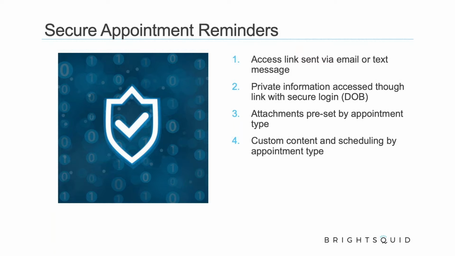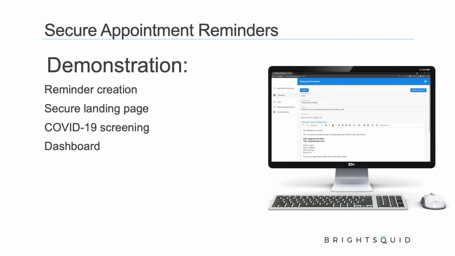So all the content is customizable and in terms of scheduling as well. So for different appointment types, you can decide how far ahead of an appointment a reminder is sent out and which type of reminder it is. Is it a text? Is it an email? And what the content of that message is, and as well as how many reminders, and you can send up to 3 by appointment type. So Mark's going to take us through this.